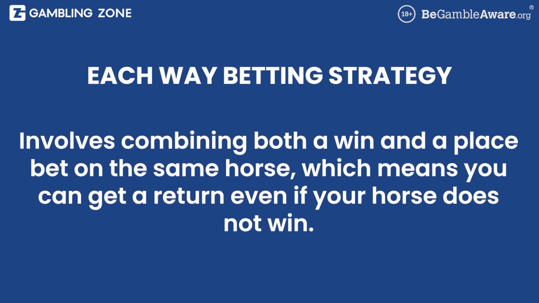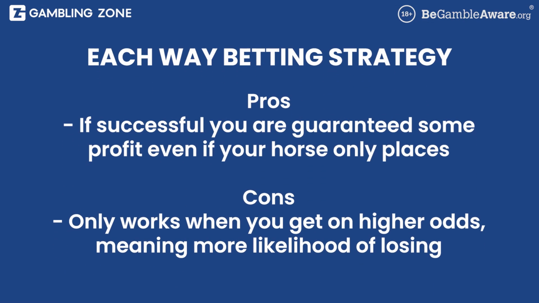The horse racing each way betting strategy is a versatile one that combines both a win and a place bet on the same horse. This means you can get a return even if your horse does not win but finishes in a specified position. The pros of each way betting: if successful, you are guaranteed some profit even if your horse only places. Cons: it only works when you get on higher odds, meaning more likelihood of losing.